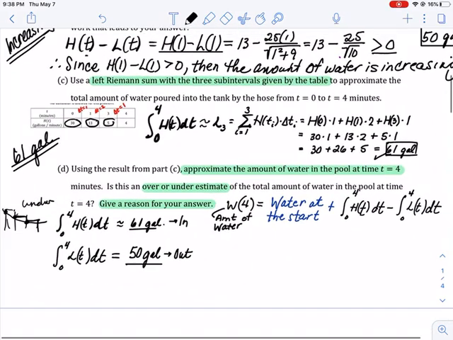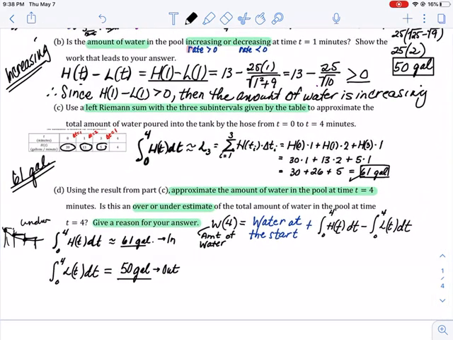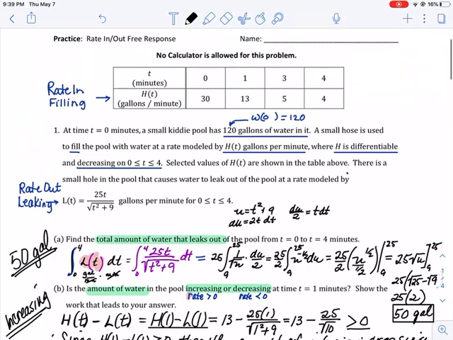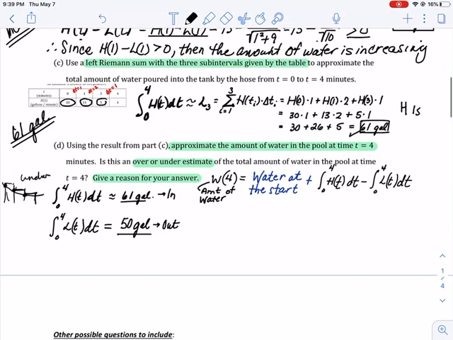Now, on the last one for this video, I'm going to go over D. Using the result from part C, approximate the amount of water in the pool at time t equals 4 minutes. Is this an over or under estimate? Now, we have an estimate that we're doing there, right? And that estimate, because h is decreasing or increasing, I believe it says in the beginning, if you scroll back up, you have to sometimes check, that h is differentiable and decreasing from 0 to 4.